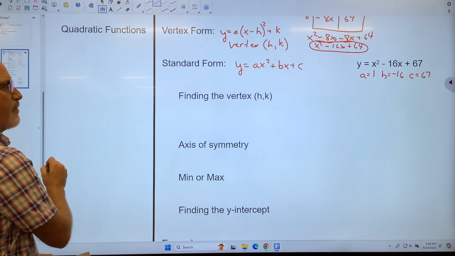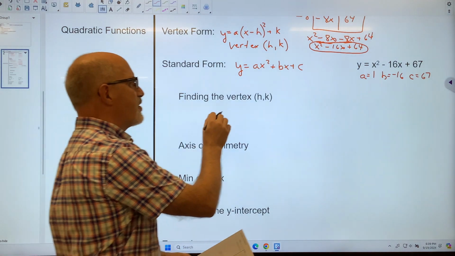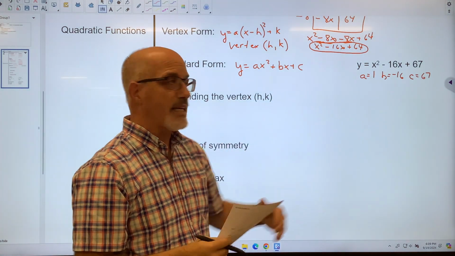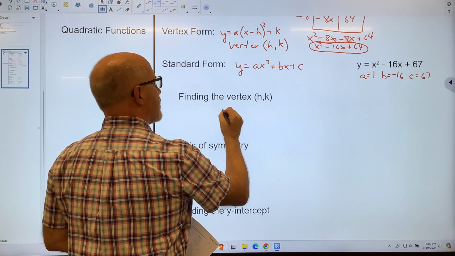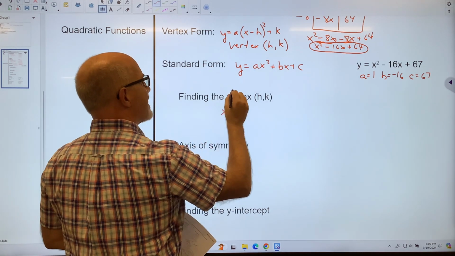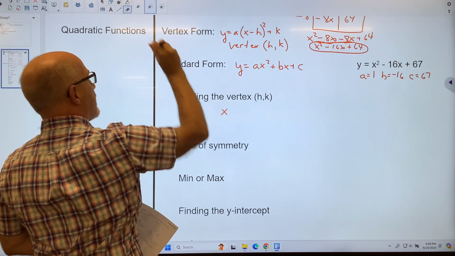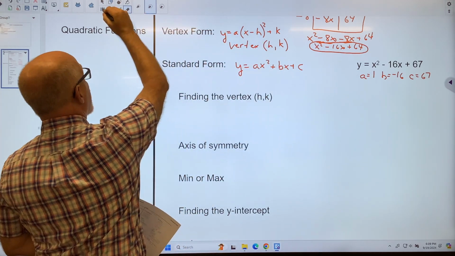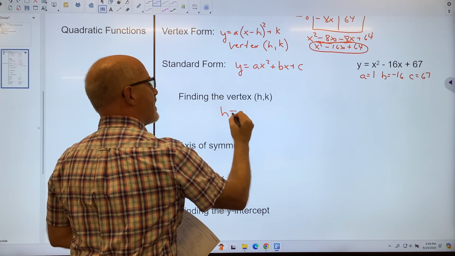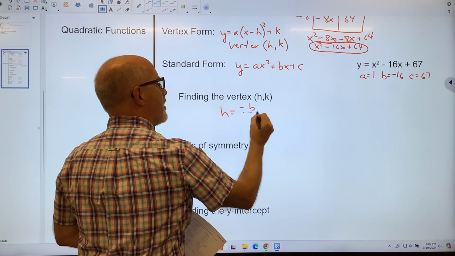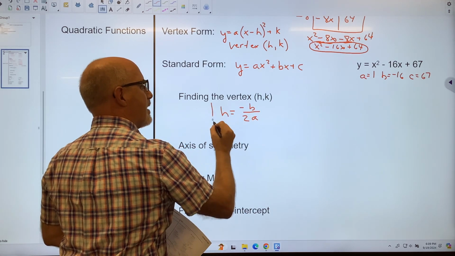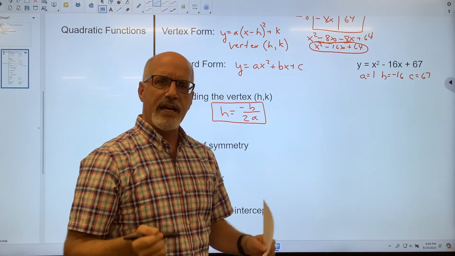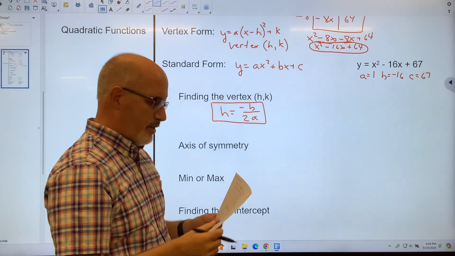For standard form, to find the vertex h, k, we're going to use these values A, B, and C. The vertex is the x value of our vertex. We'll call it h here. So h is going to equal the opposite of b over 2a. This is a critical thing to know. We'll refer back to it many times. We'll connect it to other things in the future.